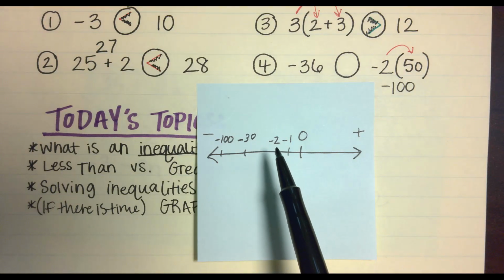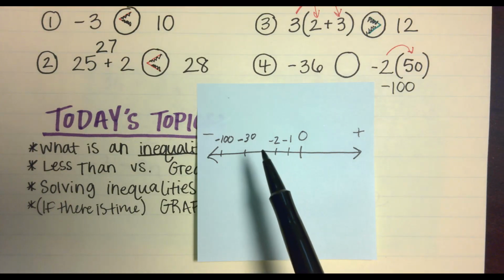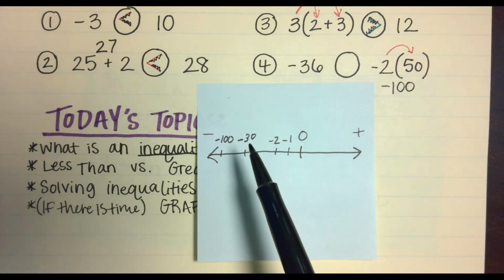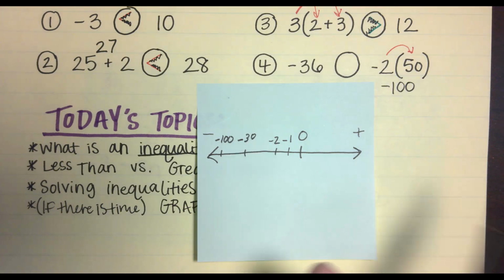Think about it like your bank account. Would you rather have $0 or negative $100? 0. I'd rather have none. I don't want the debt.